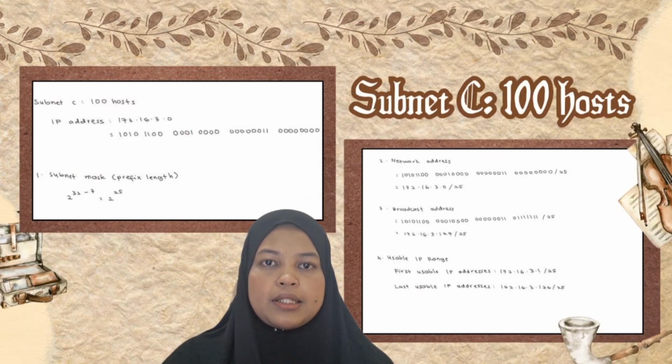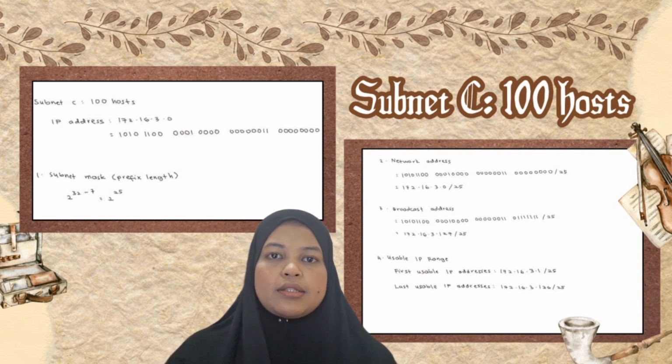Subnet C is 100 hosts. Since the broadcast address at subnet B is 172.16.2.255, we will use 172.16.3.0 as the new IP address in subnet C.